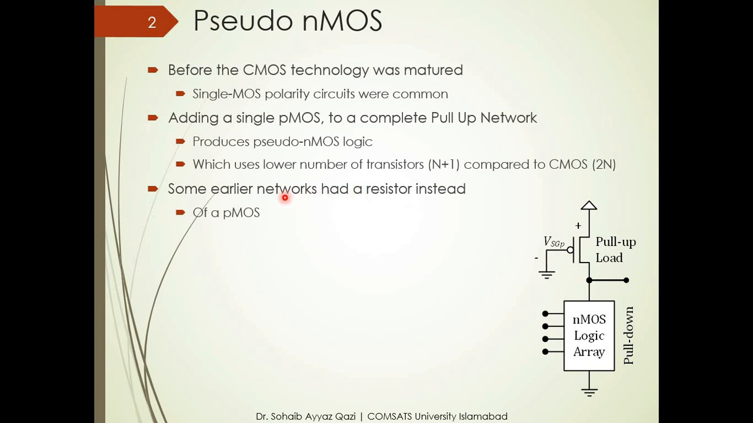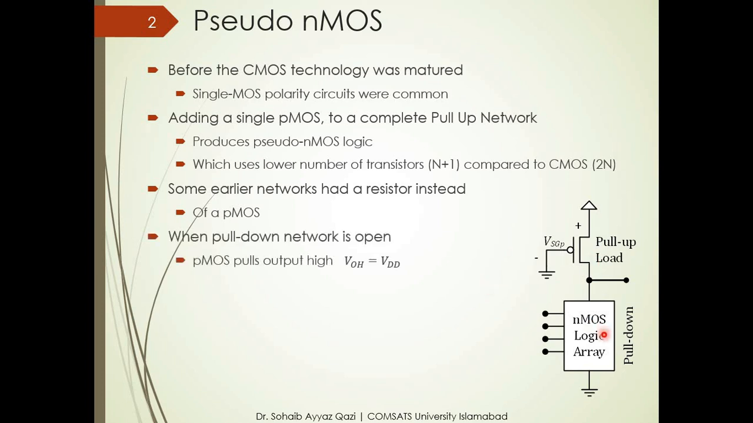Initially there were some other networks which had only a resistor instead of a PMOS, because if you observe this circuit, the purpose of this circuit is only to pull up this output load line. So there was an option where we only use a resistor here so that we can continuously pull up this load.